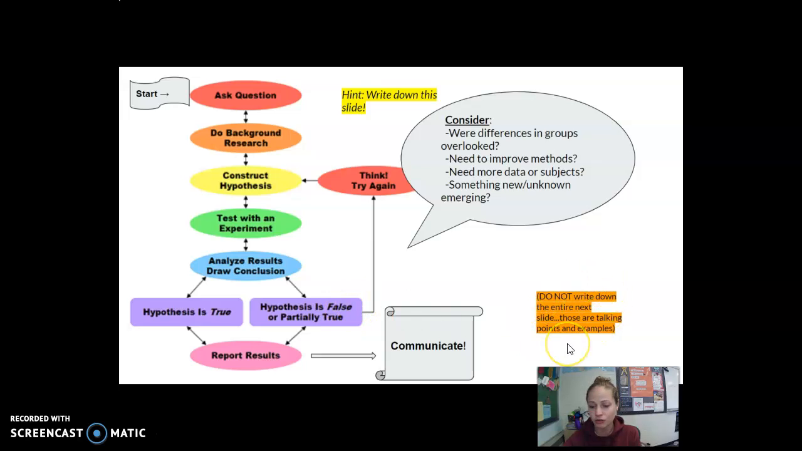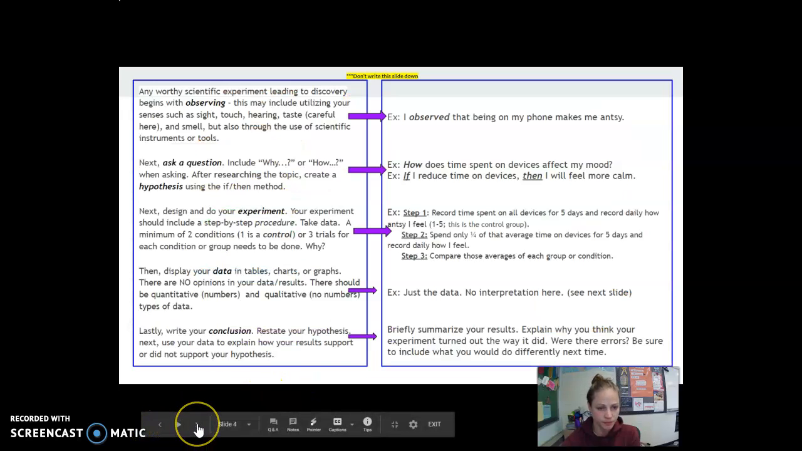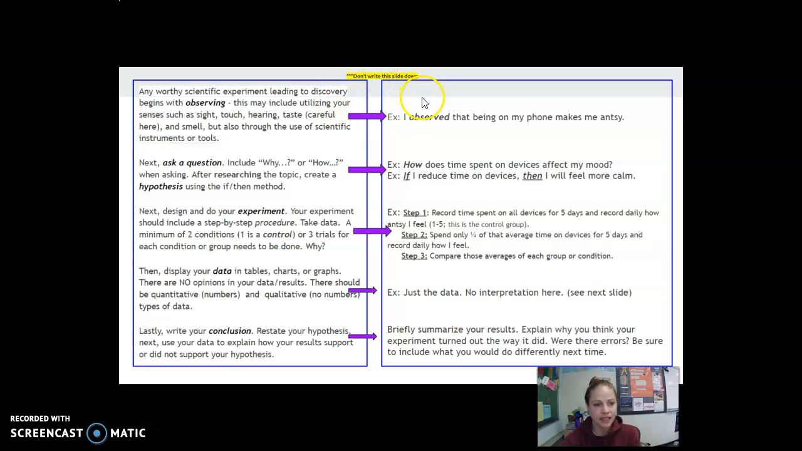The next slide, do not. It's too much writing. I'm going to get to the next slide and I want you to read it. Okay? I will briefly talk through it, but pause me at some point. So here is an example. You're not writing this slide down.